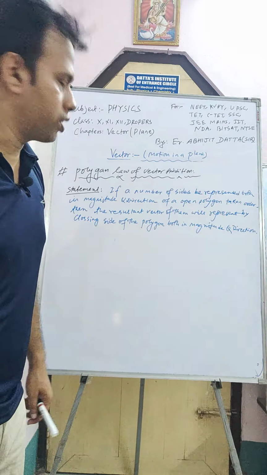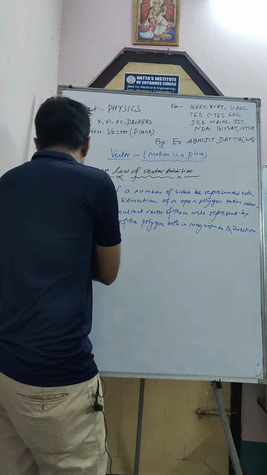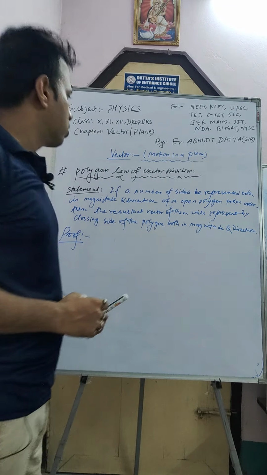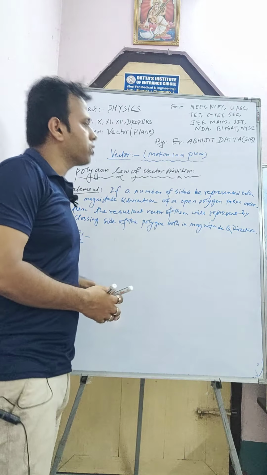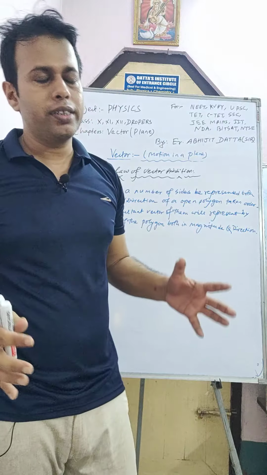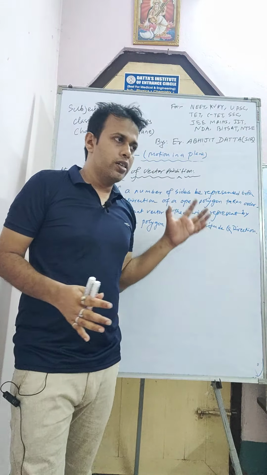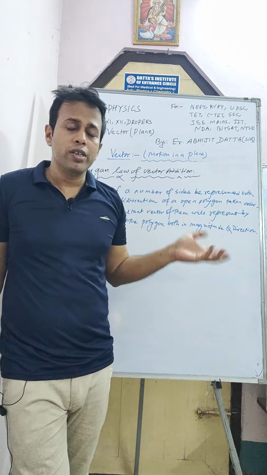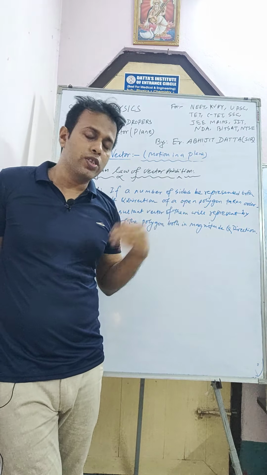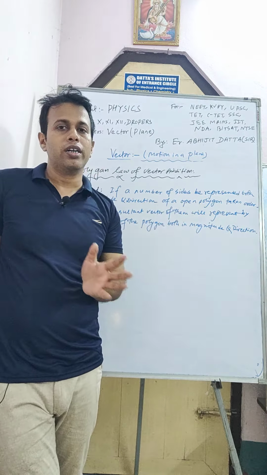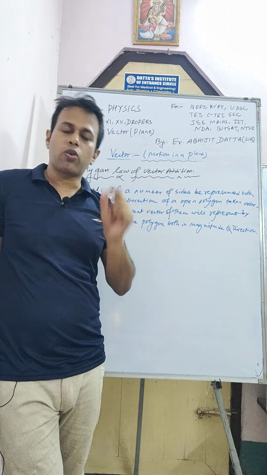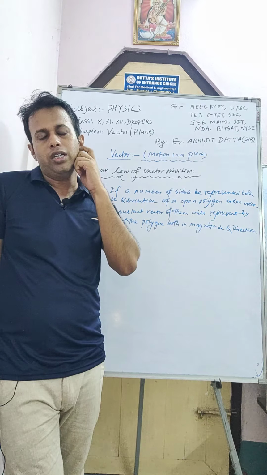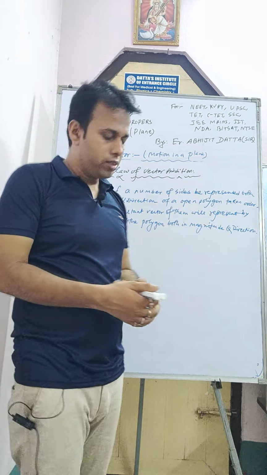Right, both in magnitude and direction. Okay, so let's prove it. What is given? If a number of vectors can be represented by the sides of an open polygon, both in magnitude and direction, in an order, then the last side or the closing side of the polygon will represent the resultant of them. Okay, right. So let's prove it.